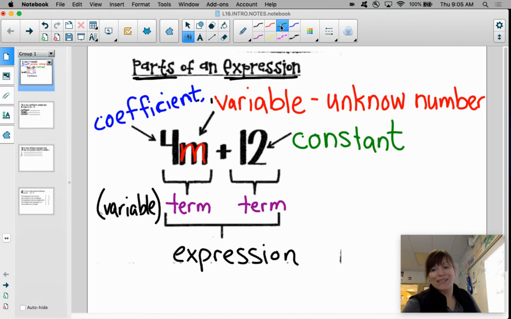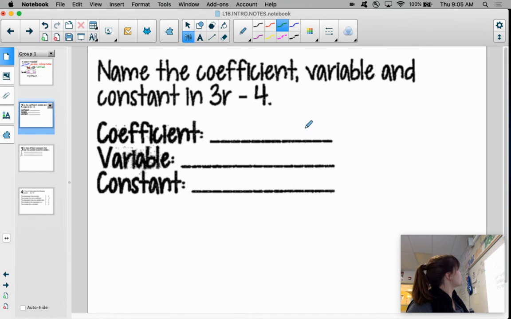Okay. So I'm going to go to the next slide. You just have to go down on your notes if you're in your packet. If you're in Pear Deck, slide to the next slide with me. So we're going to name the coefficient, the variable, and the constant, and we have a different expression. This is 3r minus 4.